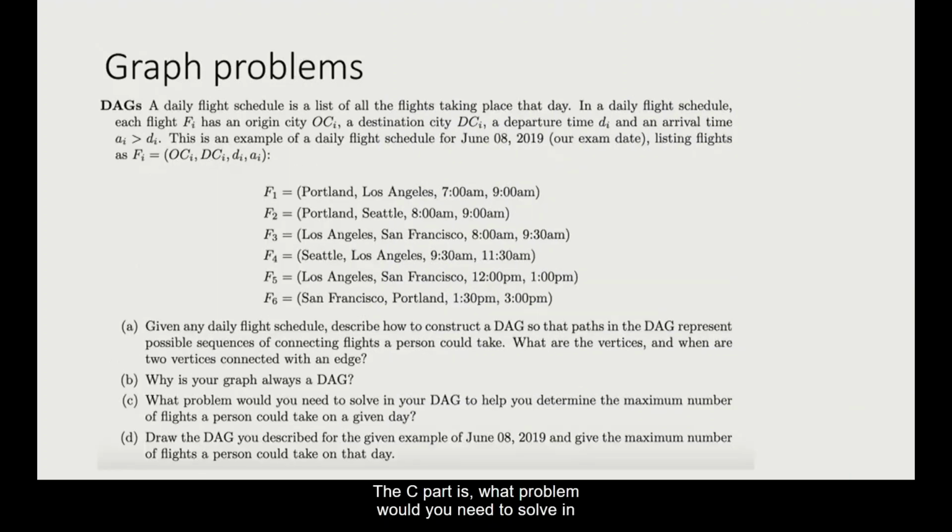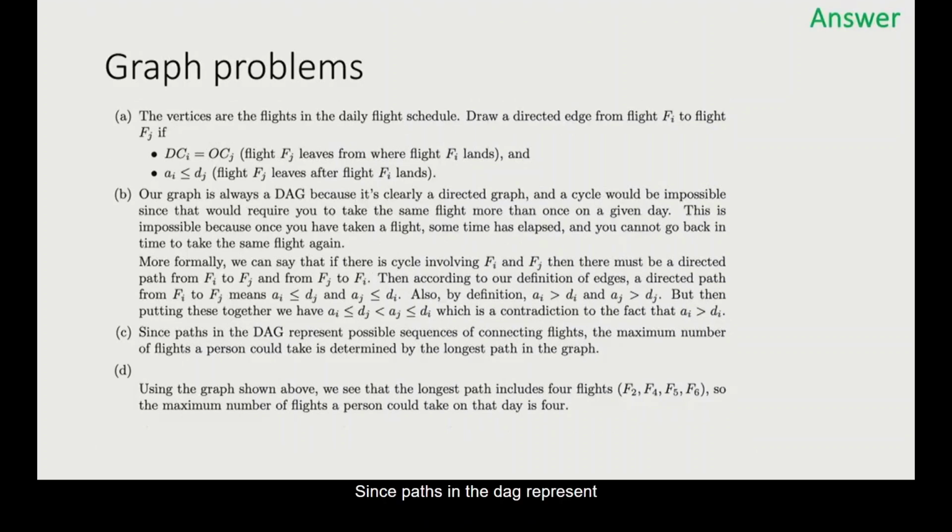The C part is: what problem would you need to solve in your DAG to help you determine the maximum number of flights a person could take on a given day? Since paths in the DAG represent possible sequences of connecting flights, the maximum number of flights a person could take is determined by the longest path in the graph.